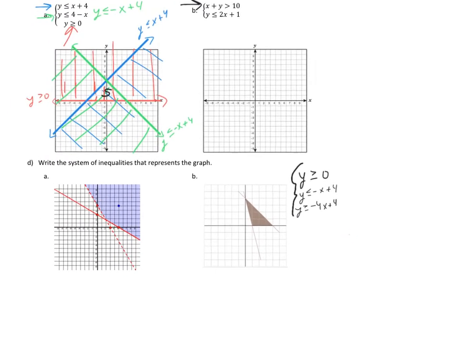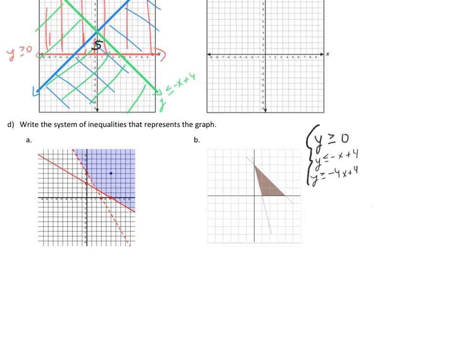Again, I'd like you to go back and do letter A on your own. You should only have 2 inequalities, as there's no shape drawn here. It's just a shaded region or shaded zone. Good luck.